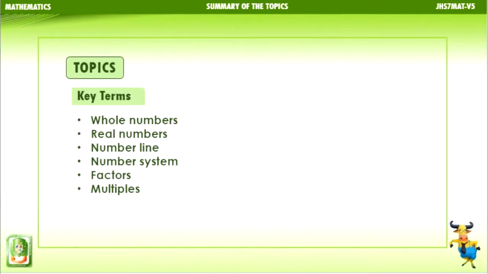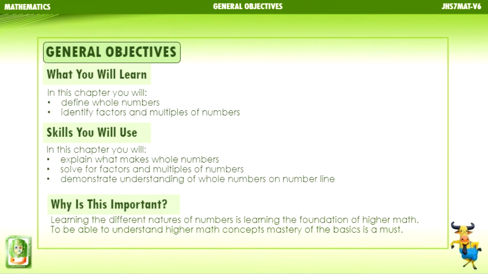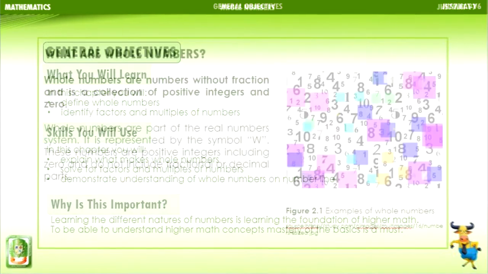To understand better our topic for today, take note of the different key terms. Whole numbers, real numbers, number line, number system, factors and multiples. In this chapter, you will define whole numbers, factors, multiples, and identify factors and multiples of given numbers. Also, in this chapter, you will explain what makes whole numbers, solve for factors and multiples of numbers, and demonstrate understanding of whole numbers on number line.